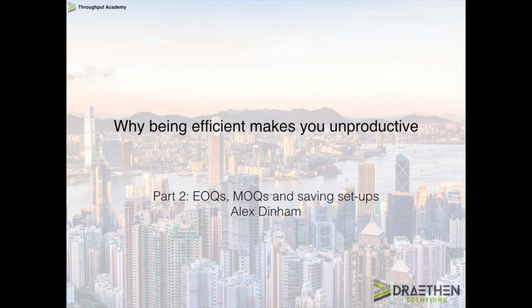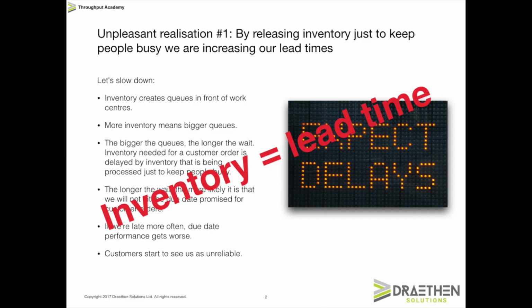This is the second of the efficient and unproductive videos, and in part two we're going to talk about why economic order quantities, minimum order quantities and safe-in setups make you unproductive. Before we get into the content of part two, let's just remind ourselves of what we learned in part one.